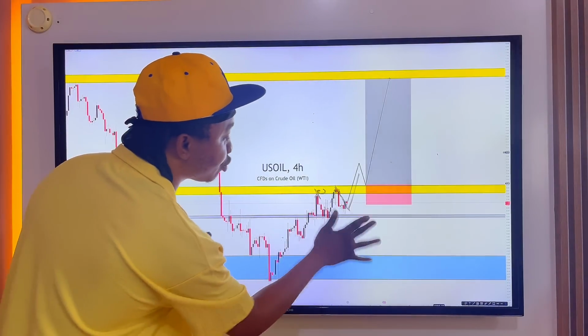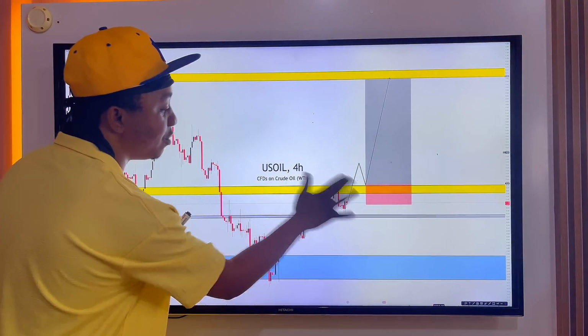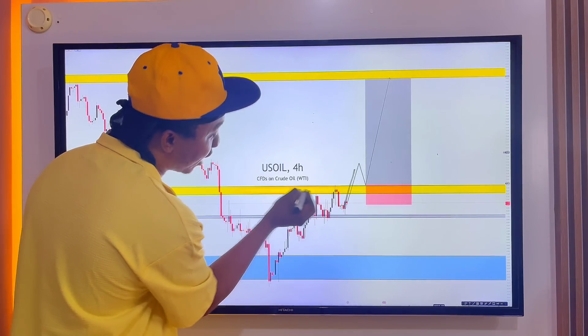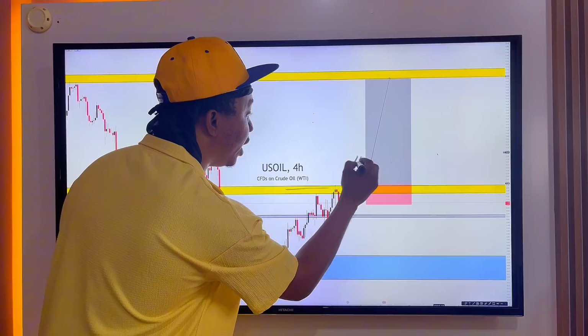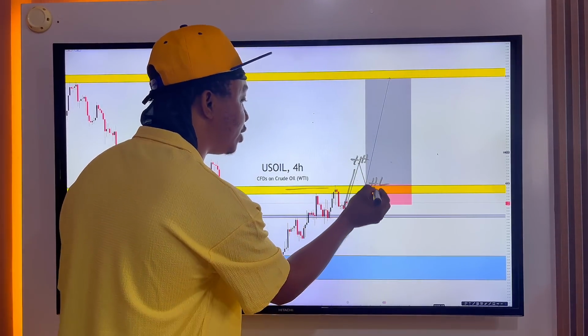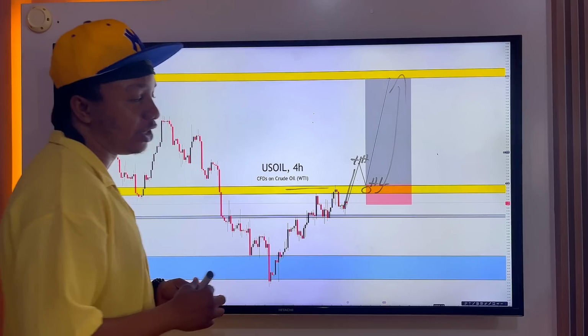Now, if this uptrend on the 4-hour time frame continues to go to the upside and manages to break above this weekly resistance level, it will then give us a higher high. We wait for a higher low and we pick our entry on US oil all the way to the upside.